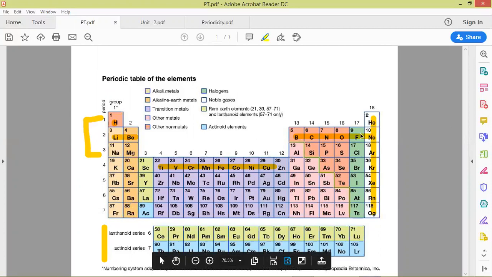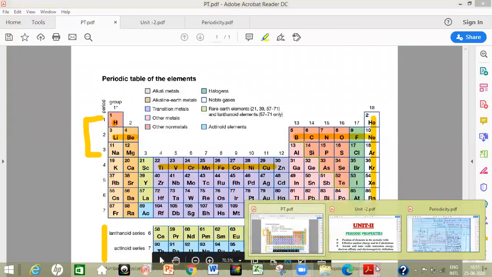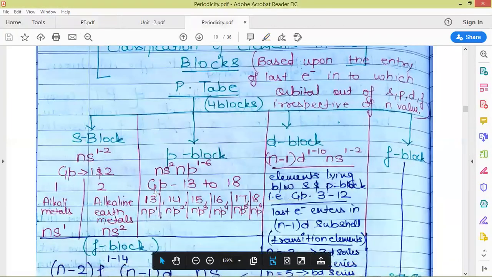Now we come to the last 6 groups, which are called p block elements, because filling of the p subshell is there. When we talk about these last six groups, filling of the p subshell starts with the 13th group and ends at group 18. For the 13th group, the outer electronic configuration is np1, for the 14th group it is np2, for the 15th group np3, for the 16th group np4, for the 17th group np5, and in the 18th group the np subshell is completely filled.